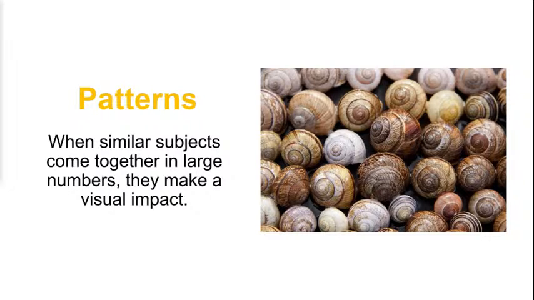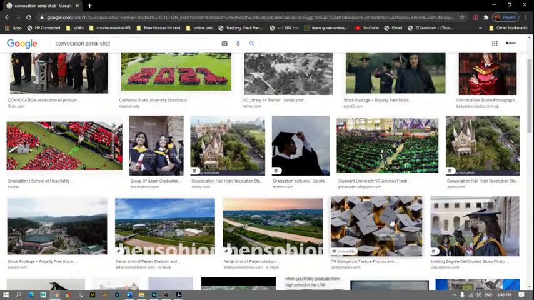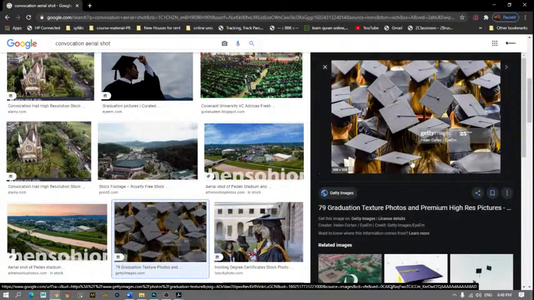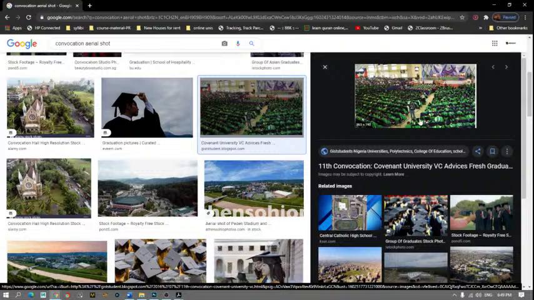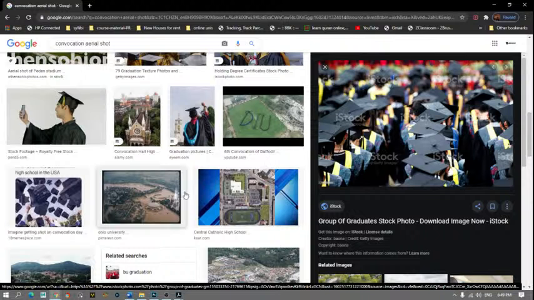It is a nice way of making a pattern. This is how patterns are made. A few examples I can give you here: the same thing, convocation. This is a convocation party going on over here. If you see a picture of students wearing the cap, and somebody is taking the picture, it looks like a pattern. Here, wearing graduation gowns looks like a pattern. This is how patterns are made.